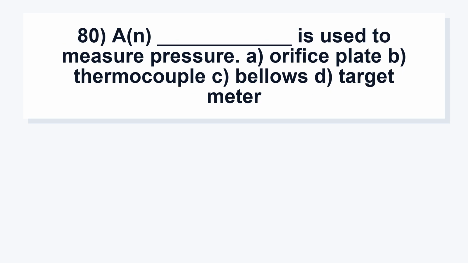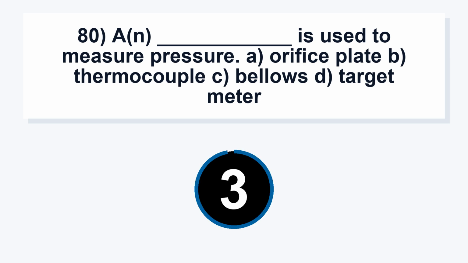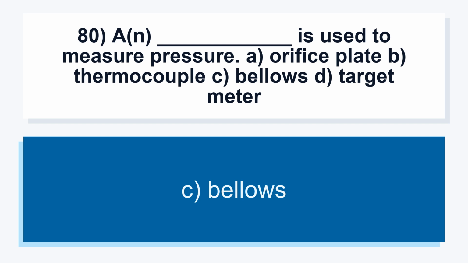80. An blank is used to measure pressure. A. Orifice plate. B. Thermocouple. C. Bellows. D. Target meter. C. Bellows.